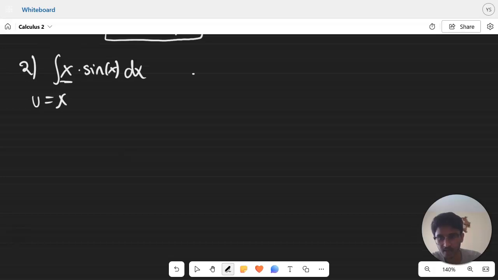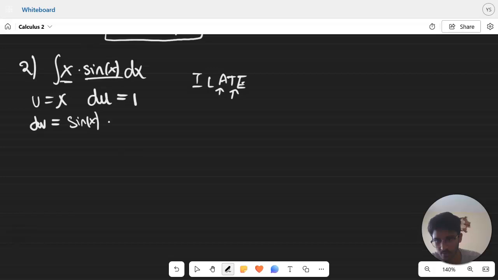Again, if we do our ILATE method, algebra comes before trig, right? So that's why we're going to let u equal x, du equal 1. dv, on the other hand, we're going to let equal sine of x. And v, the integral of sine of x, is what? Cosine of x.